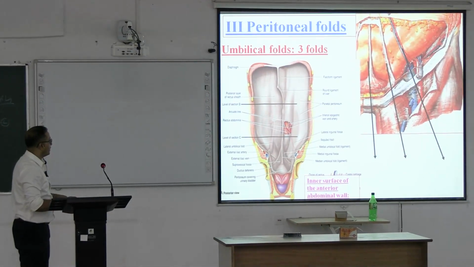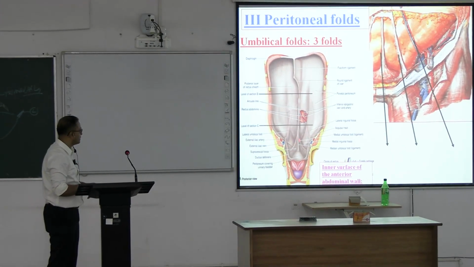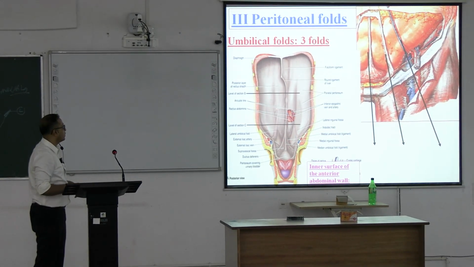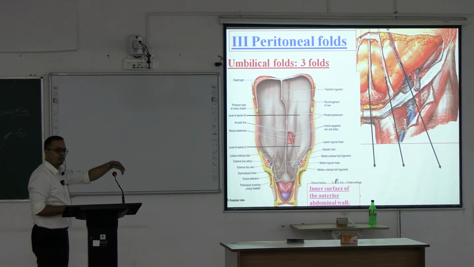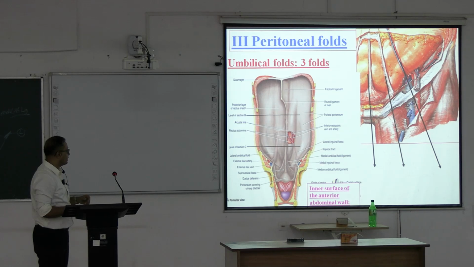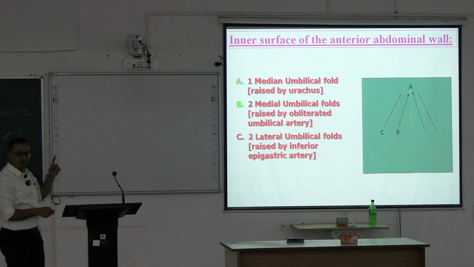This parietal peritoneum has some folds over here in the umbilical region. There are 3 folds in this umbilical region, we call them umbilical folds. One is strictly on the midline, one is away from the midline, and the third one is farther away from the midline. So, we call them the median umbilical fold, then the medial umbilical fold, and then the lateral umbilical fold. The median umbilical fold is strictly in the midline.